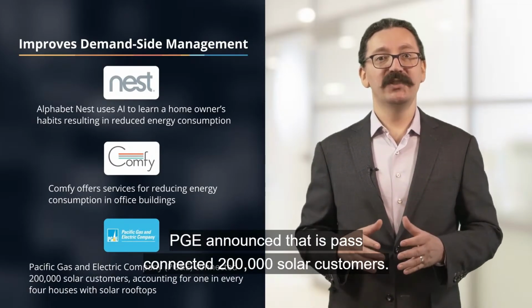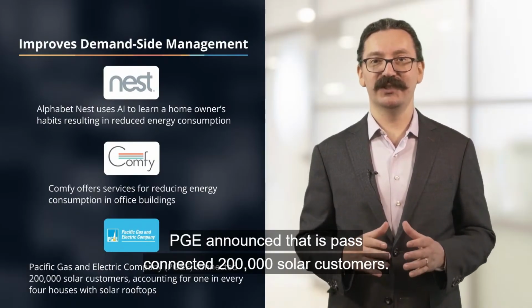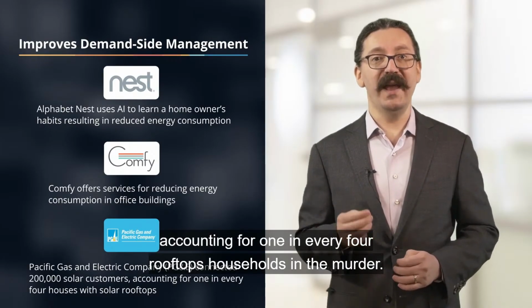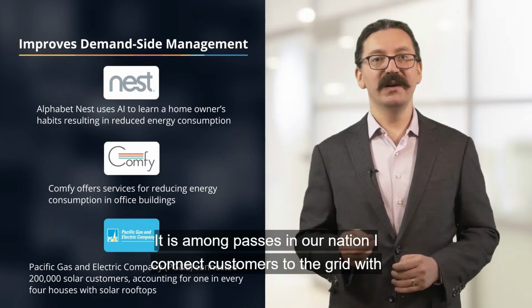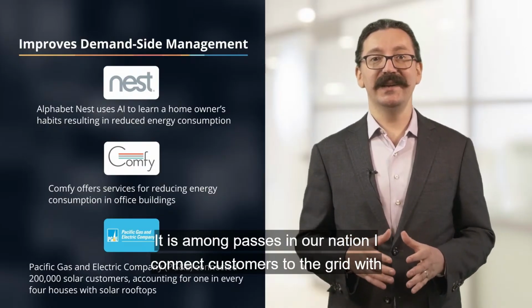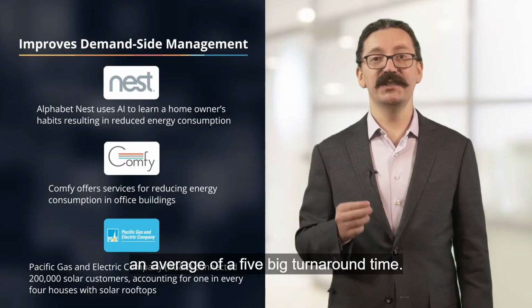PG&E announced that it has connected 200,000 solar customers, accounting for 1 in every 4 rooftop solar households in America. It is among the fastest in our nation at connecting solar customers to the grid with an average of a 5-day turnaround time.